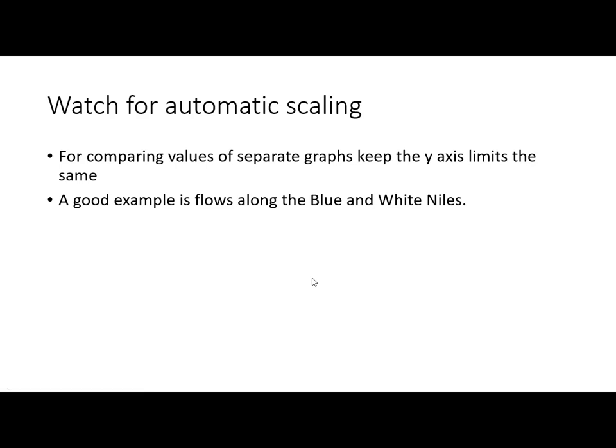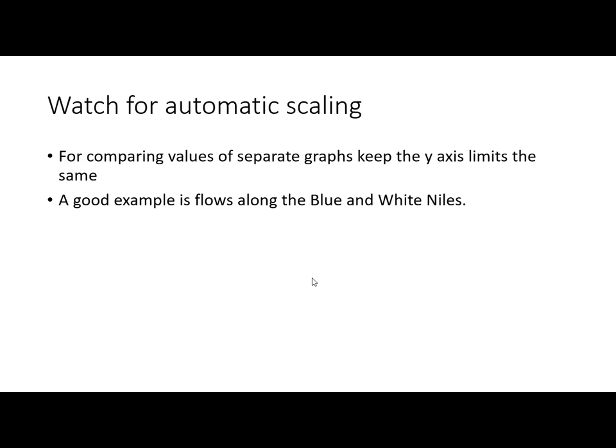The y-axis category, we have to watch for automatic scaling. Why? Because this is what Excel usually does, and it's used for comparing values of separate graphs. We keep the y-axis limits the same. I'm going to give an example, but it means if you would like to compare two things in two different graphs, you don't let the axis do the automatic scaling. Why? To be able to compare easily.